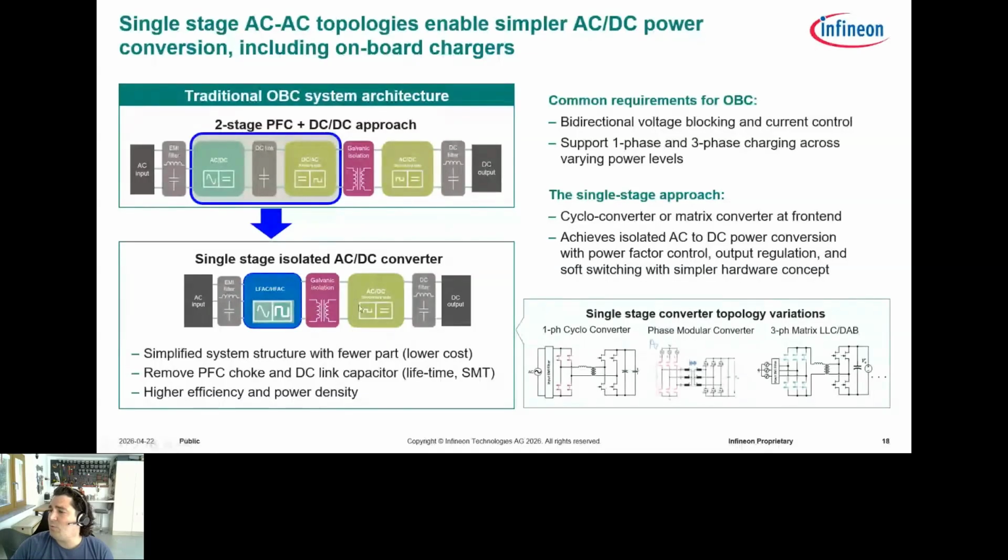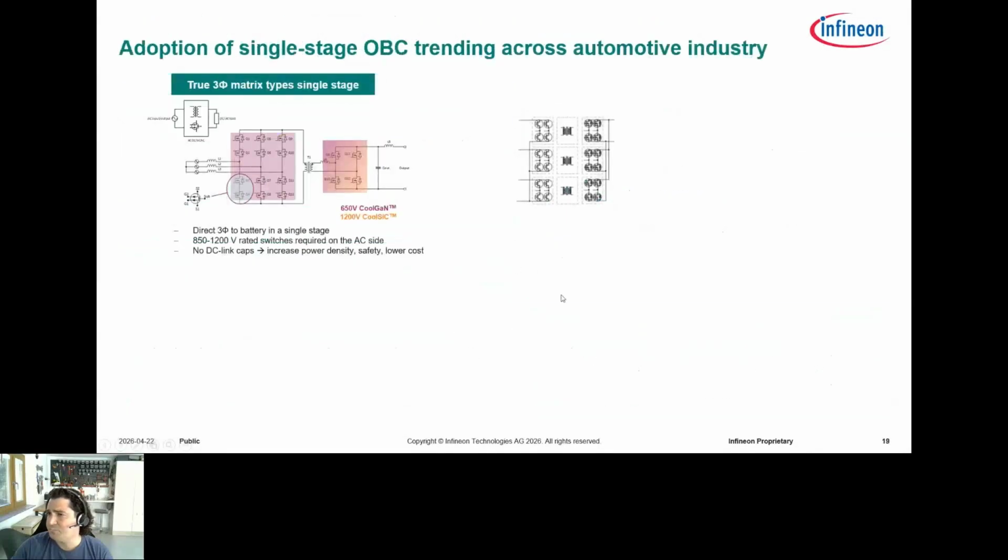Now, if you want to be able to charge from single phase or split phase or three phase, we're mostly talking about a phase modular converter, which is something similar to three cyclo converters in parallel, one for each phase, controlled sort of independently. Or you could talk about a full three-phase matrix converter. Now, there's pros and cons to all three approaches.